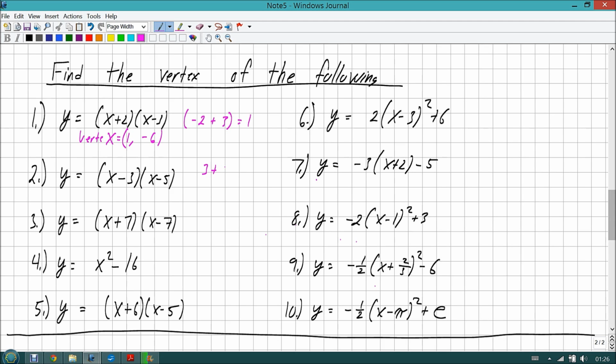So for number 2, the same thing. 3 plus 5 over 2. So this would be over 2. This would be 1/2. Which would mean that wouldn't be the same thing. 3 plus 5 is 8 over 2, which gives us 4. Plugging in 4, we get 1 and then negative 1. So this would be at the coordinate point 4 comma negative 1.